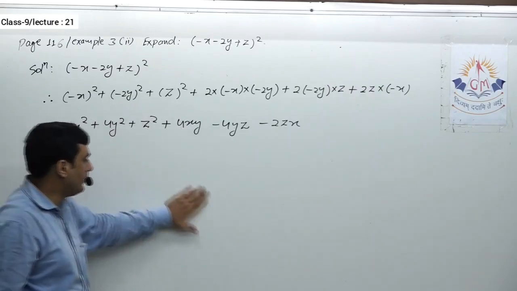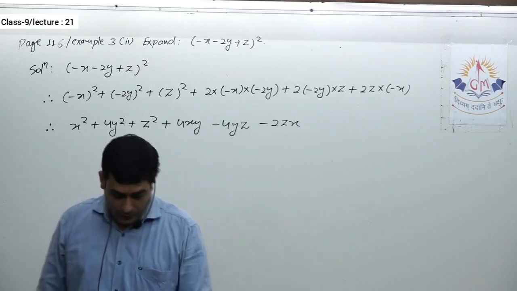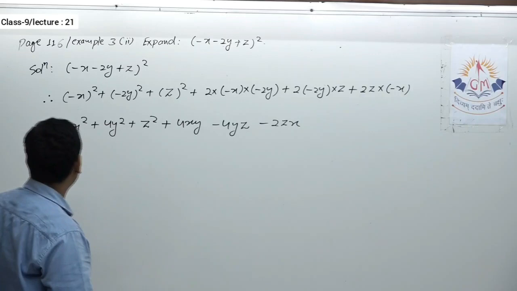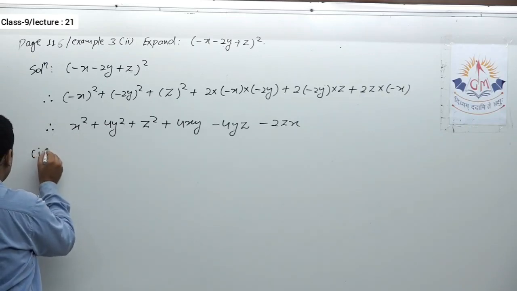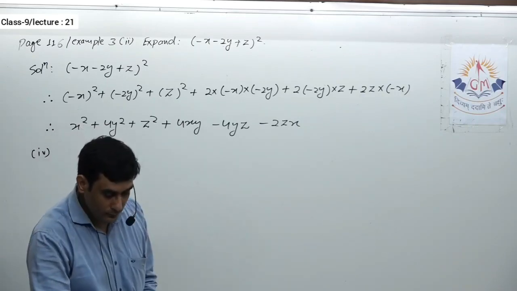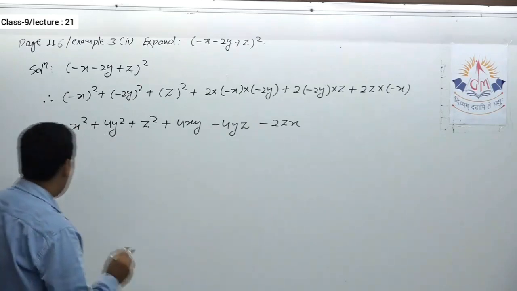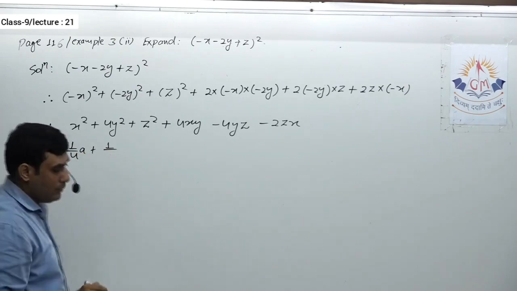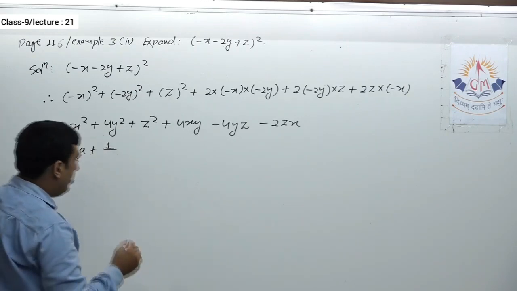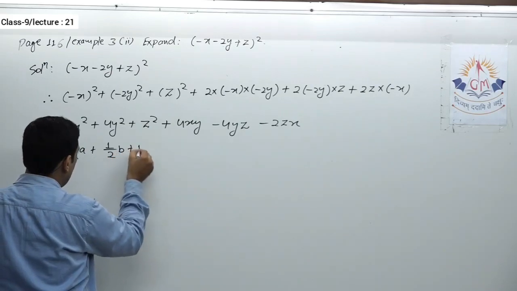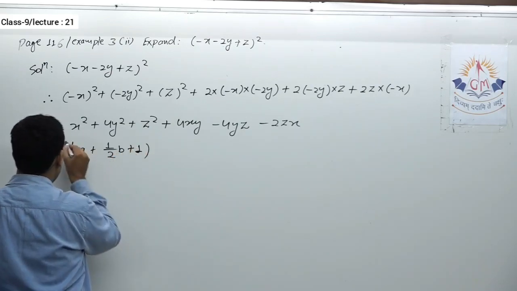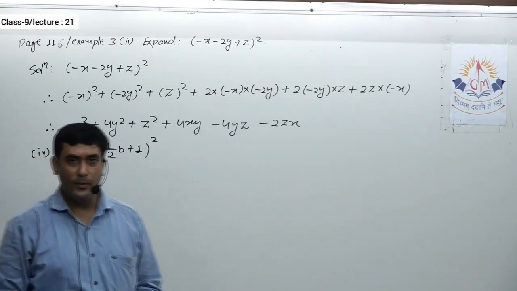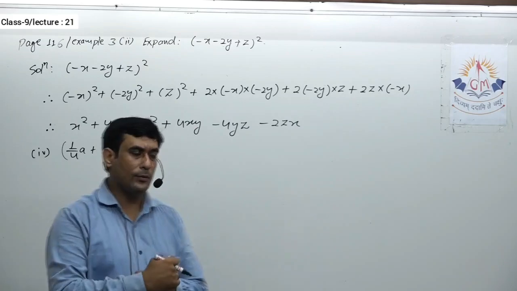It's not that much difficult, you simply have to apply the identity. Now we'll see one more in this and then I will give you time to note it down. The fourth one also we will see. Expand the fourth one, that is (1 upon 4a plus 1 upon 2b plus 1) whole square. Again a square plus b square plus c square plus 2ab plus 2bc plus 2ca.